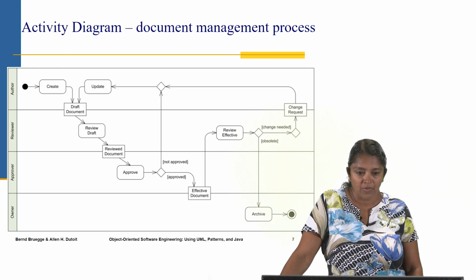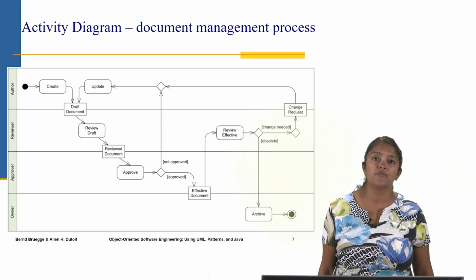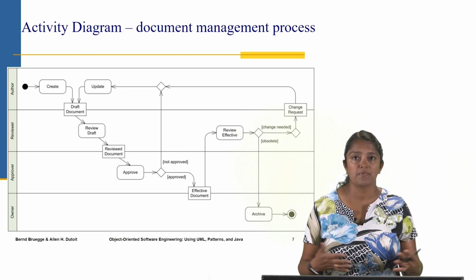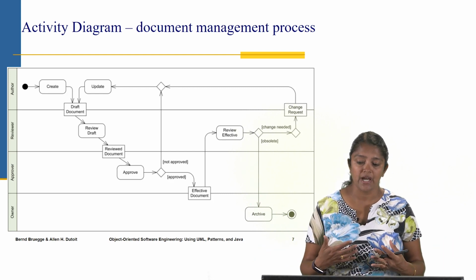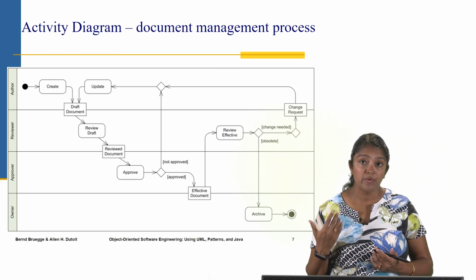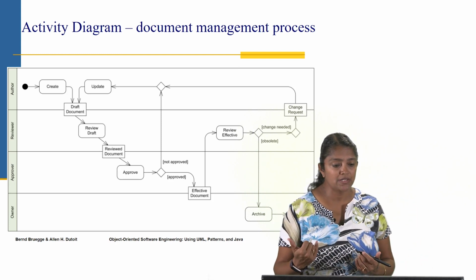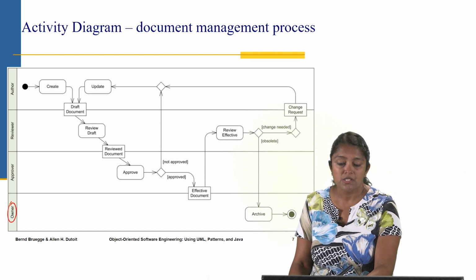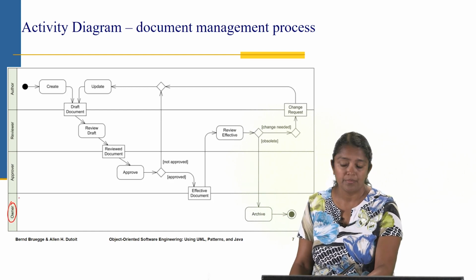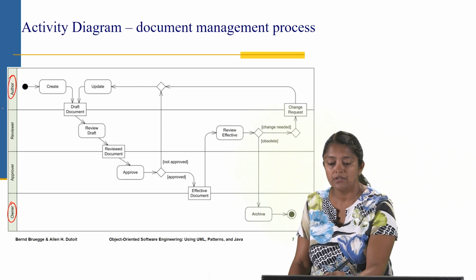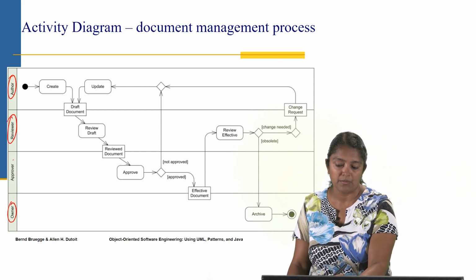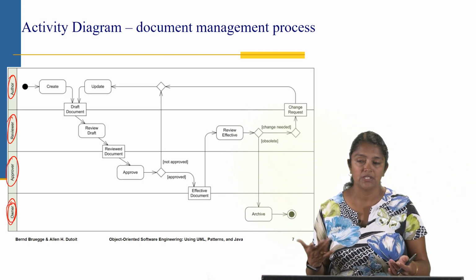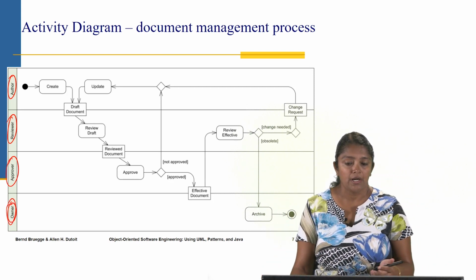Okay. Now here's another example, and this is for a document management system. So that entire process is represented using an activity diagram, and we've used multiple swim lanes here. So these swim lanes are based on these objects that are responsible for some of the activities. So in the document management process, typically there is an author of the document, there is a reviewer of the document, an approver, and an owner of the document. So there are some activities that each of them are involved in.